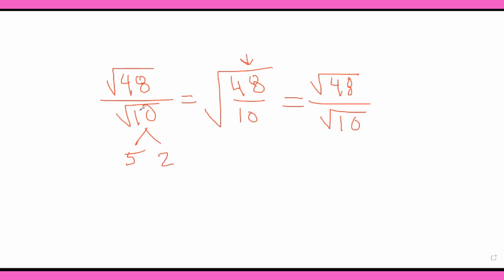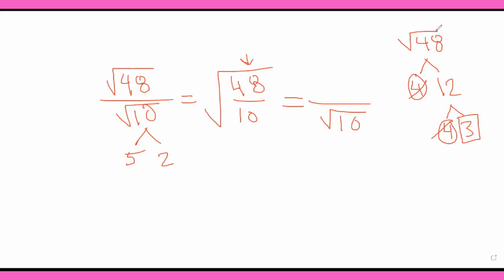So radical 10, we already know does not reduce. 5 and 2, that doesn't help us. So 48, though, I could think about square root of 48 and do the tree. That would be 4 and 12, and that also gets me another 4 and a 3. So here I have 2 4s, and a 3 would remain. So a 4 comes out. I'm going to replace this guy with 4 square roots of 3.